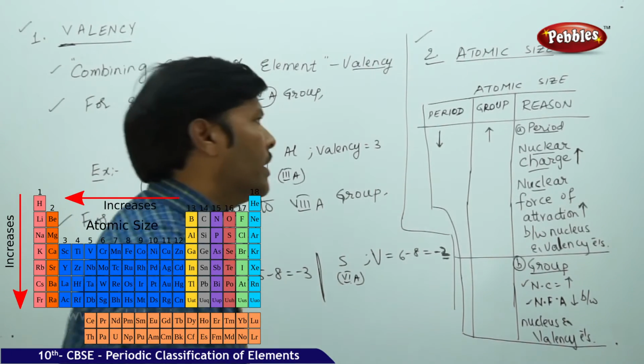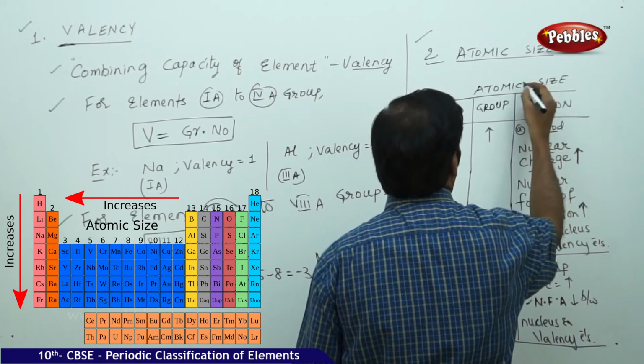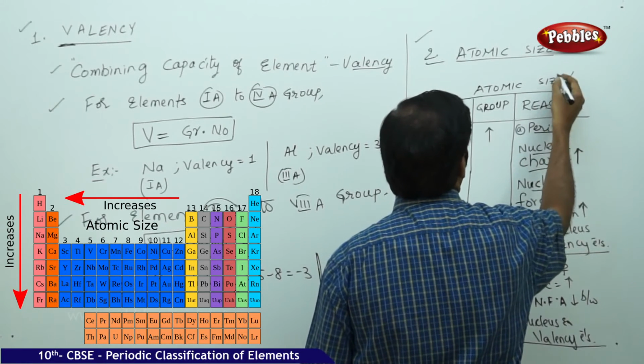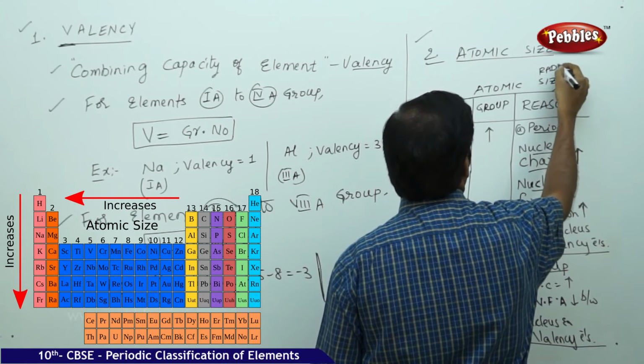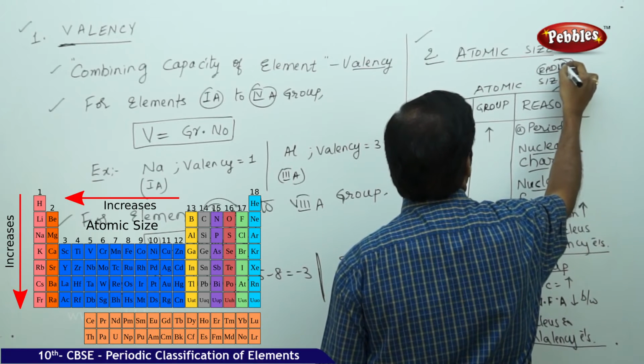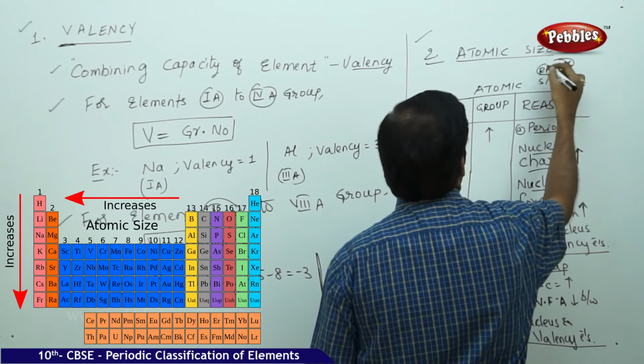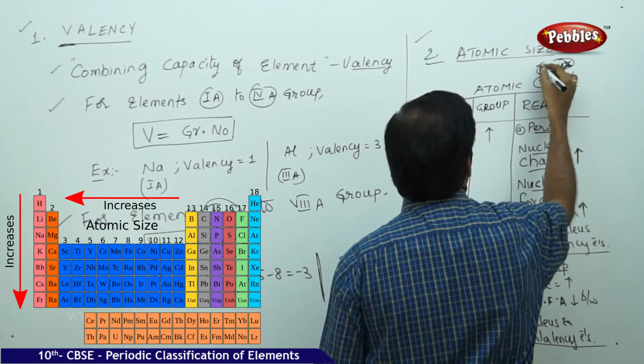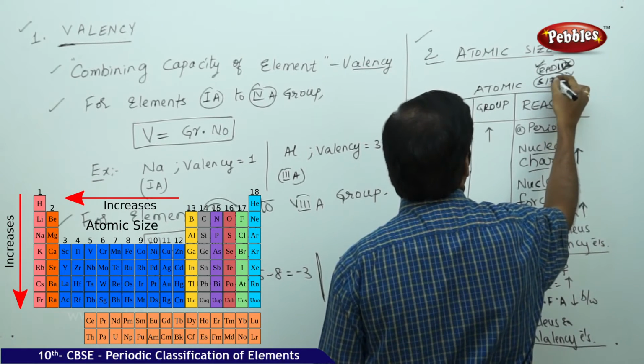Atomic size or atomic radius both mean one and the same here. Atomic size, or you can say radius.